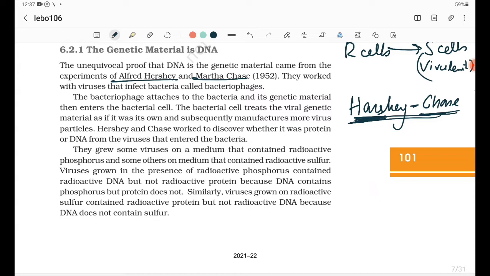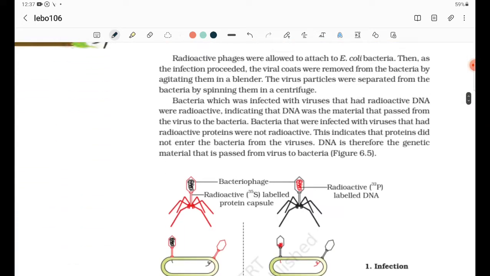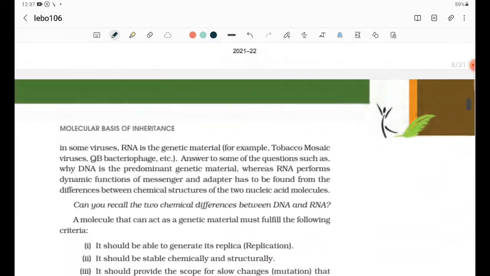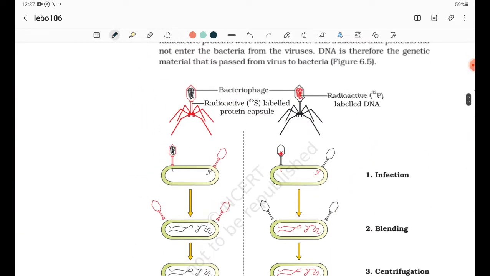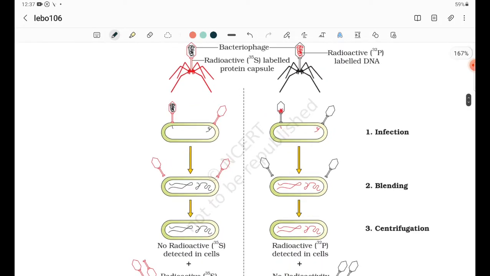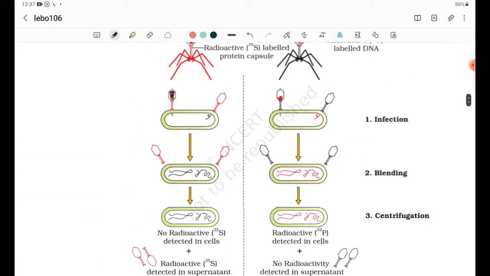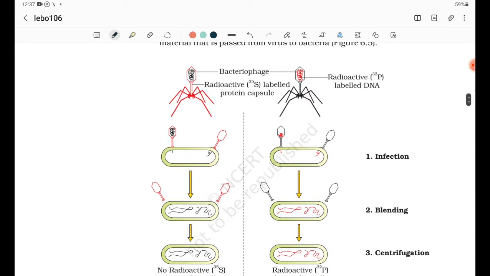How? We will discuss. Here is the experiment. If you see this, you will understand everything. And this is the whole experiment. See, I am teaching you the experiment. What is happening? So these are the two bacteriophages. This is one bacteriophage. This is another bacteriophage. Right?